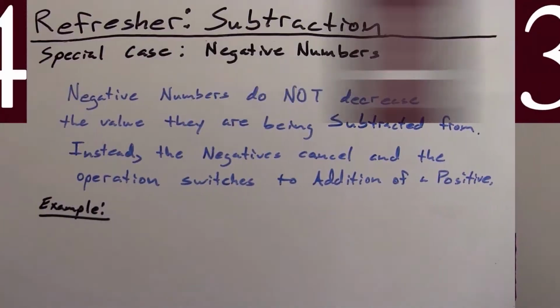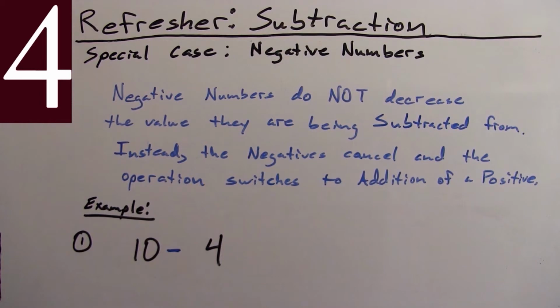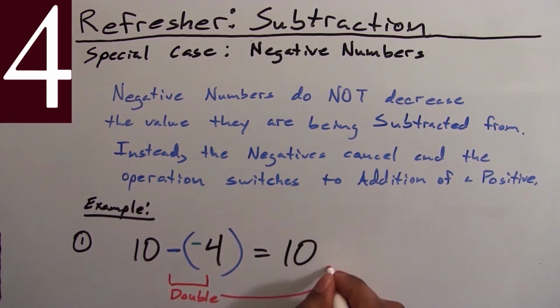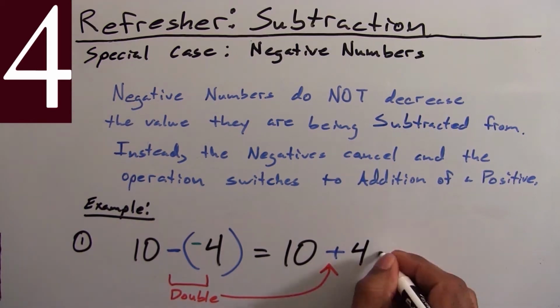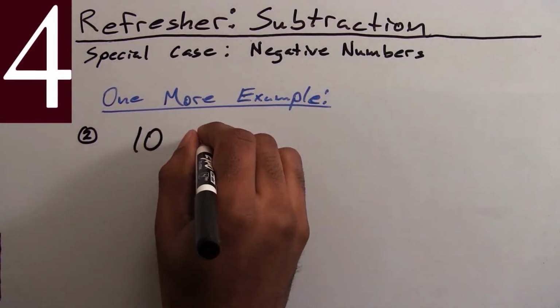While we're still talking about negatives, let's move to number 4. Negative numbers break the rules of subtraction. Now we'll do a more in-depth exploration of how and why this happens later. For now, let's just take a look at some examples. Here, notice that we're again facing a double negative. 10 minus a negative 4 equates to 10 plus 4, and 10 plus 4 is 14.